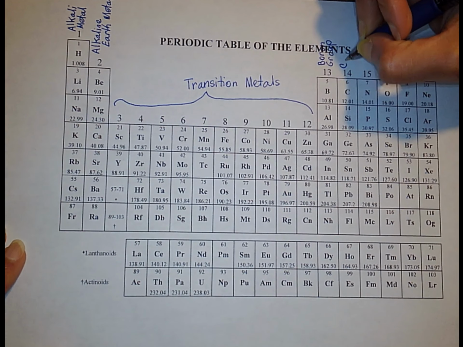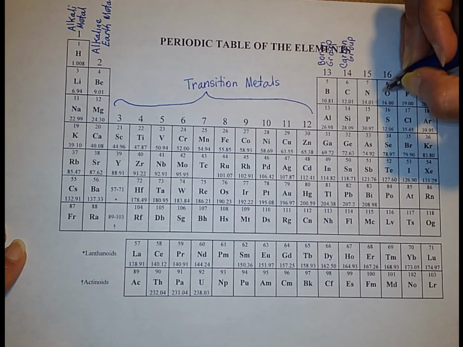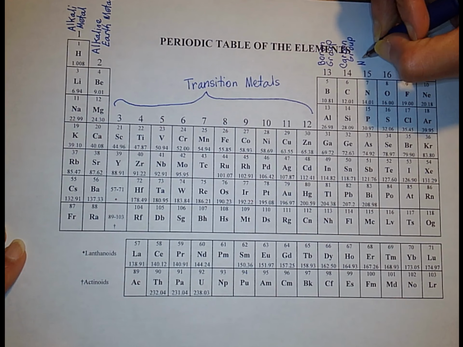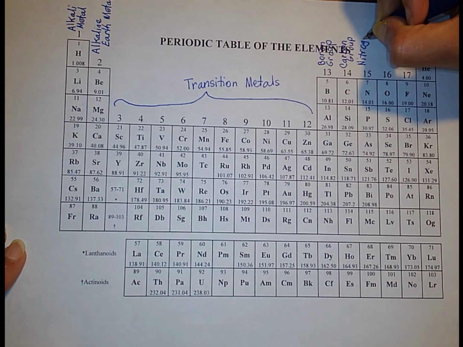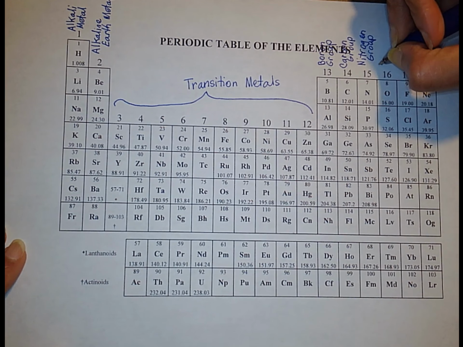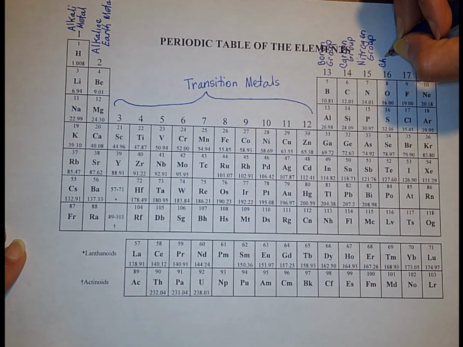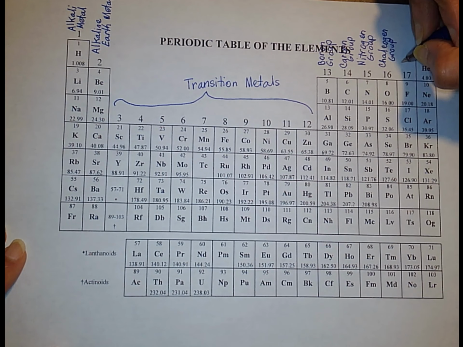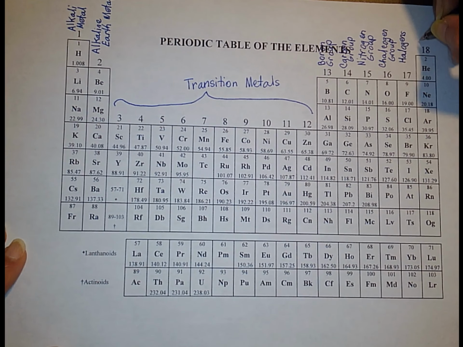You have your carbon group. You have nitrogen group. Notice that the names of these groups are based on the first element in there. The only one that's a little different is your chalcogen group, which is really the oxygen group. Okay, and then you have your halogens. And then you have your noble gases.